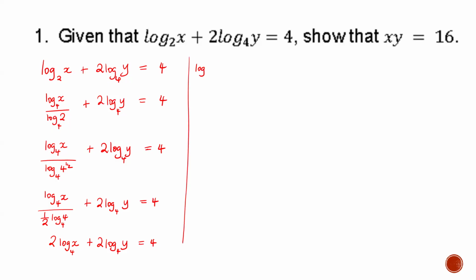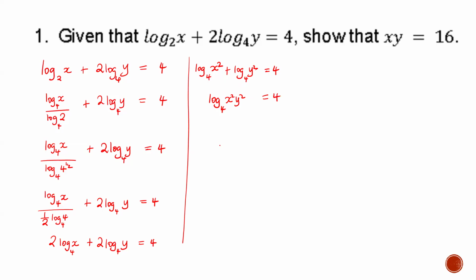We know that the multiplier can become a power in logarithms. So this would be the same as the log of x squared to base 4 plus the log of y squared to base 4. This is equal to 4. And when you're adding logarithms, you multiply the numbers whose logarithms you're finding, as long as it's the same base. So this becomes x squared, y squared. The log of that to base 4 is equal to 4.